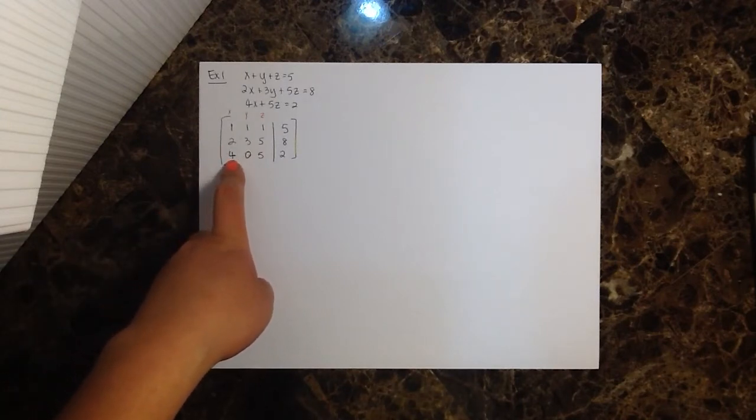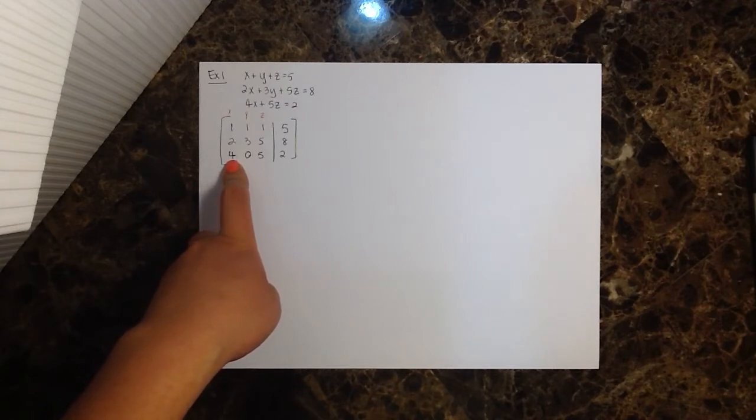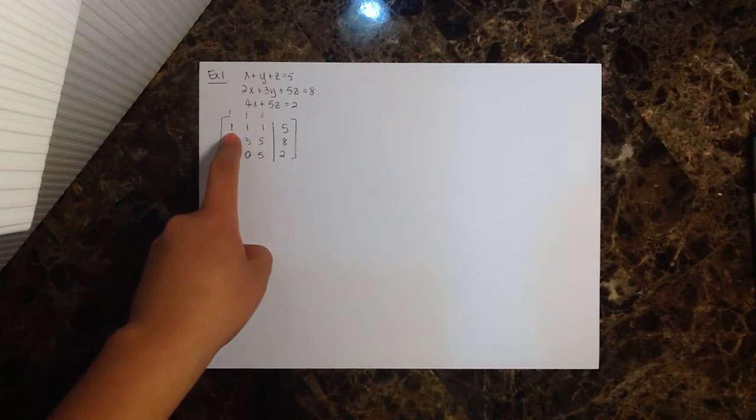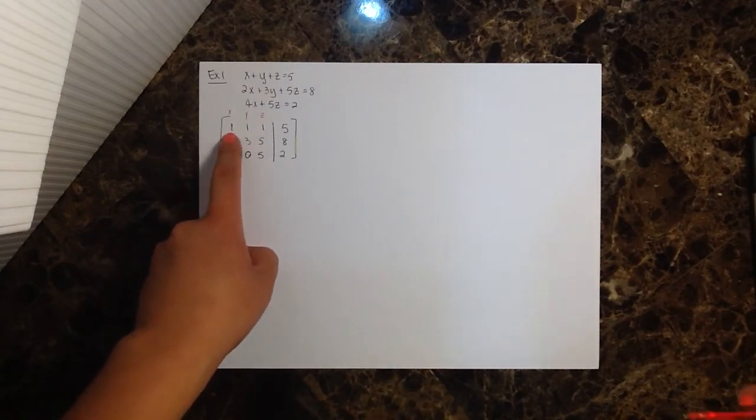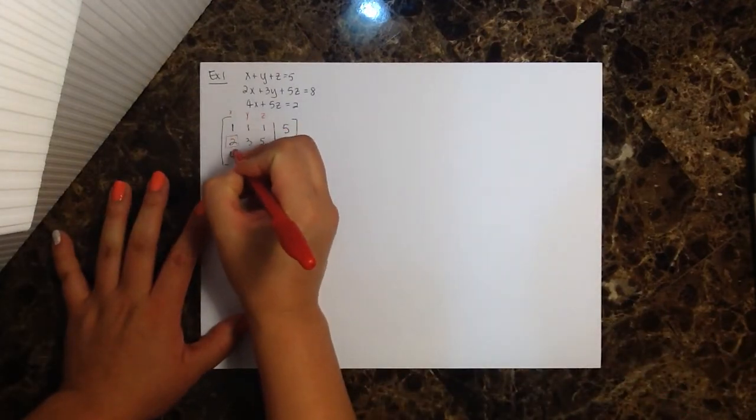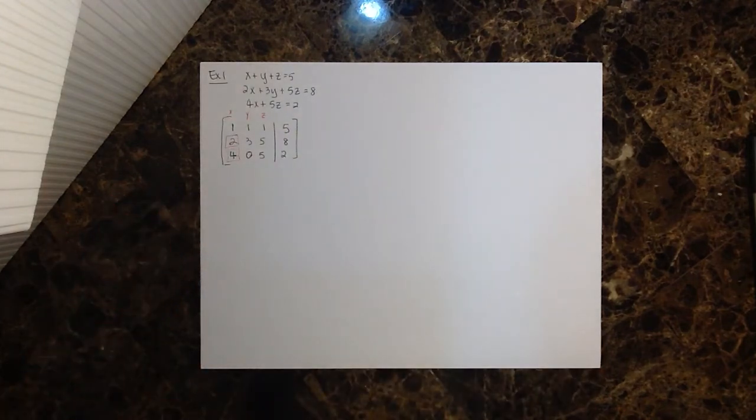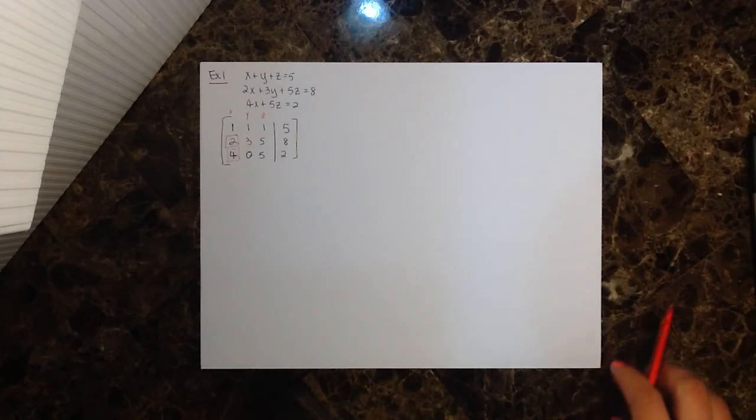But according to my third rule, it says all the other elements in the column containing the leftmost ones are zeros. So in my first row, if I have a 1 here, that means that this 2 and this 4 need to turn into a 0. So let's focus on that first. Let's turn those 2's and 4's into zeros.